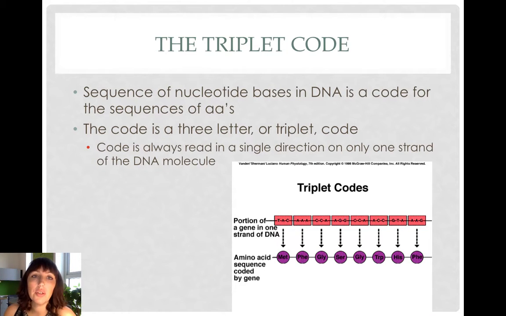And so this leads us to the triplet code, or the codon. A sequence of nucleotide bases in DNA is a code for the sequence of amino acids. And the code is a 3-letter or triplet code, and it's called a codon. You can think of it as words in the instructions. Each 3-letter word codes for a specific amino acid. The code is always read in a single direction and only on one strand of the DNA molecule.